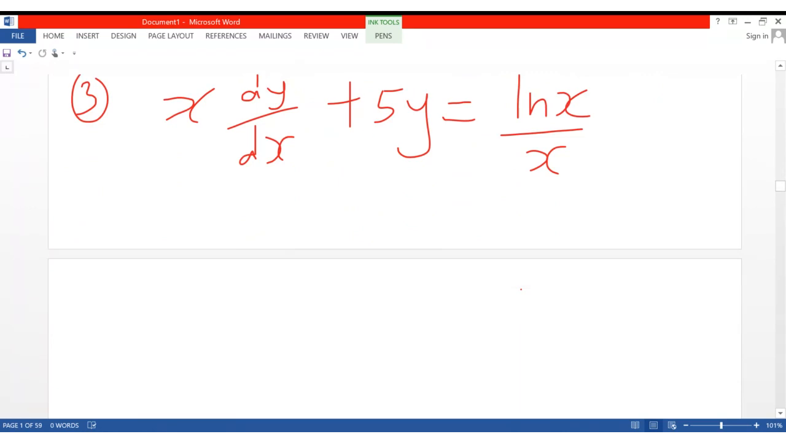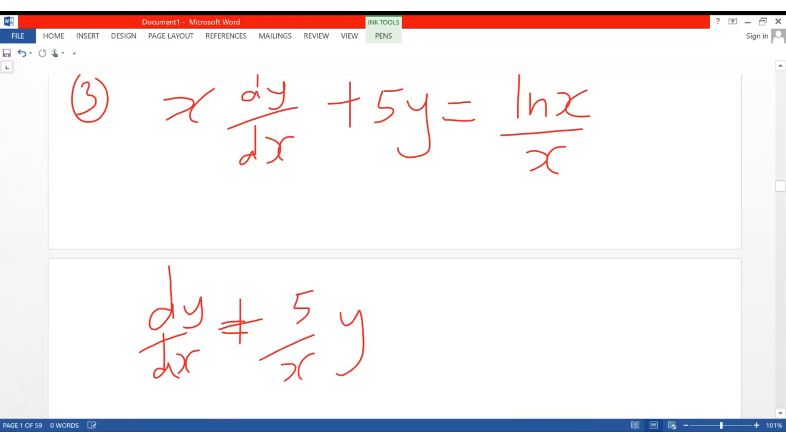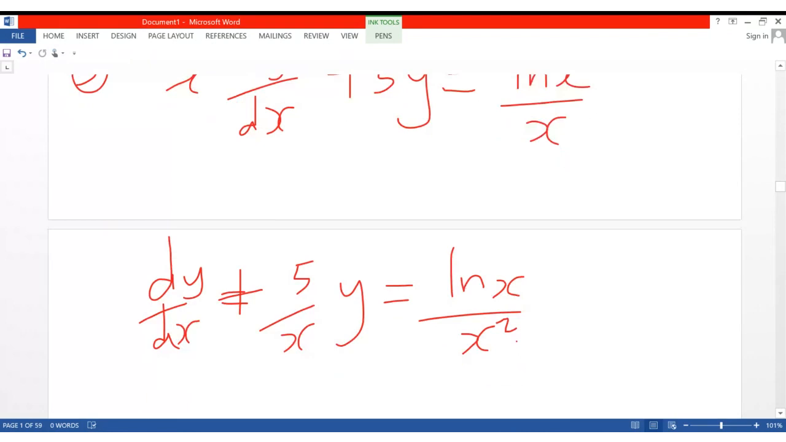If I divide throughout by x, this is what I'll get: dy dx plus 5 over x y equals ln x all over x squared. Remember on the right hand side where I have ln x over x, if I divide by x, I'll have x squared. So you must put it in this form. I've divided throughout by x.